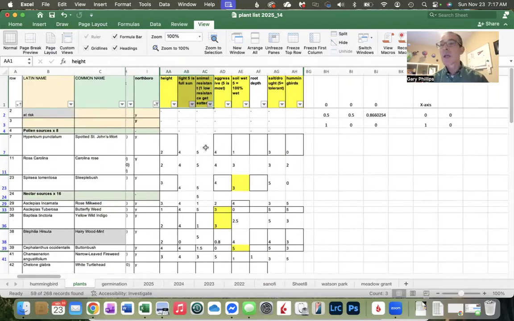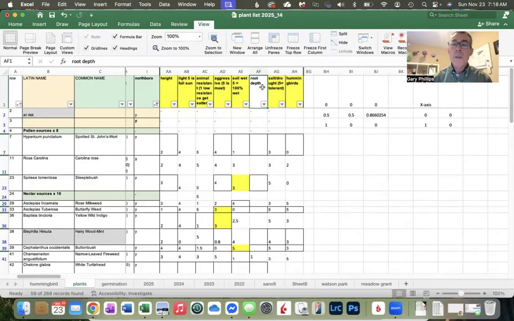But the attributes on the graphs are height, light, browse resistant, aggressive, soil moisture, root depth, salt tolerant, and hummingbird. And we can continue to develop additional criteria, but these are what I've got right now. Root depth, I'm just going to talk about that one first.